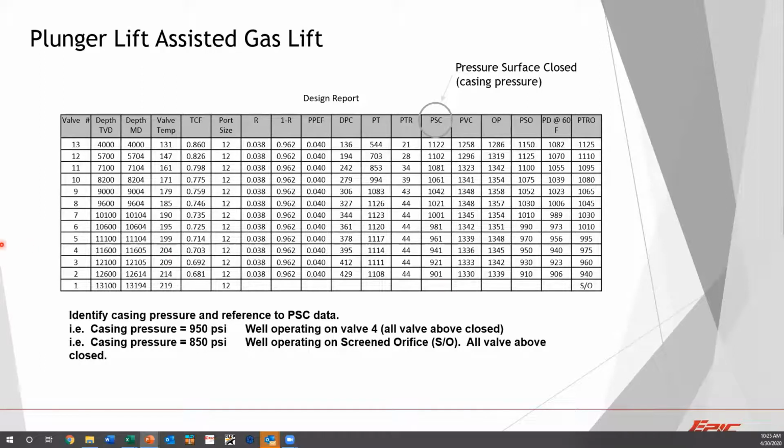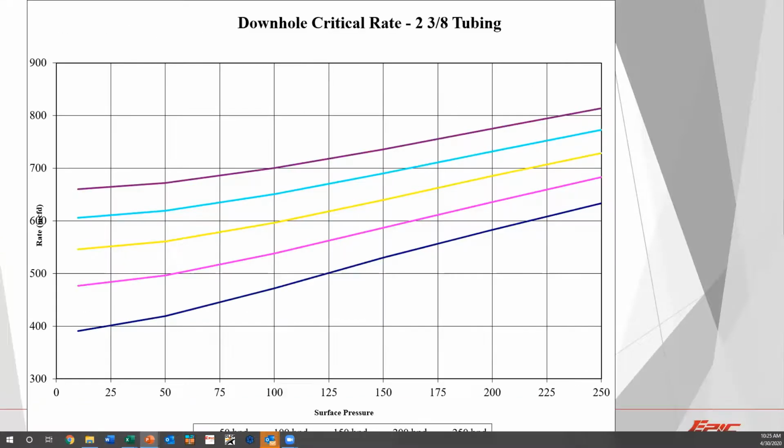And then here is our critical rate chart. Critical rate is simply the minimum amount of total gas that my well requires to be able to stay flowing. In this case, we've got these curves on here that have different fluid rates, because fluid rate is really critical when we're taking a look at our gas lift wells.